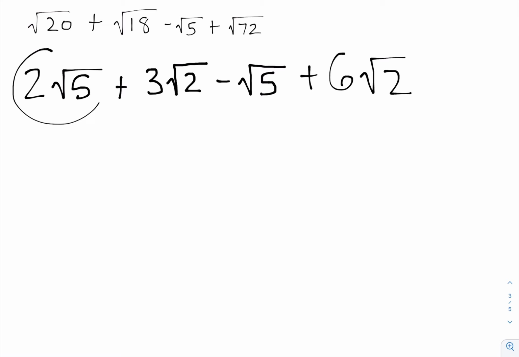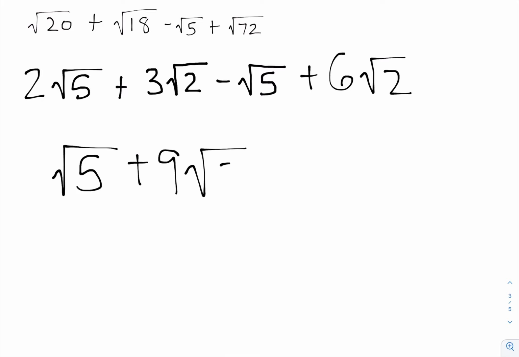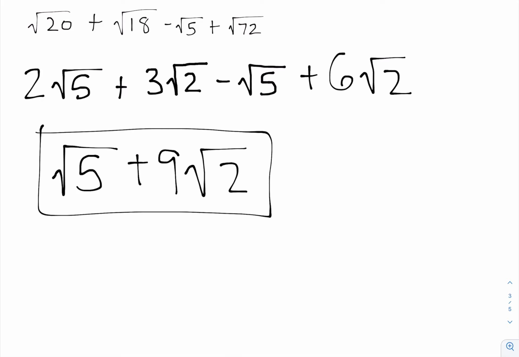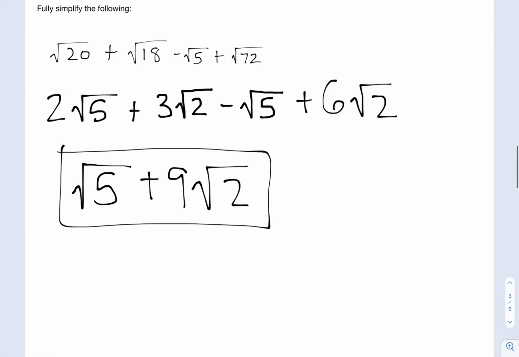So if we have 2 root 5s, and we subtract 1 root 5, we're just going to have 1 left over. So this is just root 5. Now if we have 3 root 2s, and we add 6 root 2s, that's like 3 plus 6 times root 2, so we're going to have 9 root 2s, and this is our answer. Okay, that's our fully simplified version.